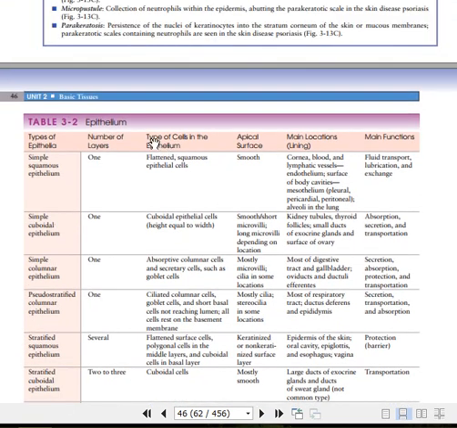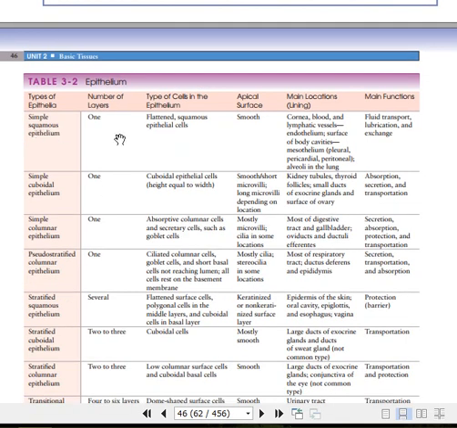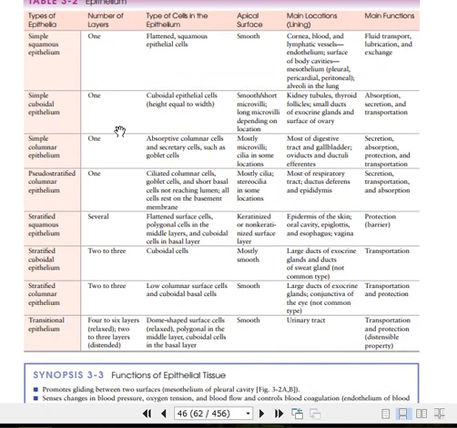Now the next thing is the type of cells in the epithelium. Usually what is forgotten here is that the cells are at the apical part, not at the basal part close to the basement membrane. So for simple squamous epithelium, the cells are flattened, and they are squamous epithelial cells. For simple cuboidal epithelium, the cells are cuboidal, that is, the height is equal to the width. Here, the width is greater than the height.